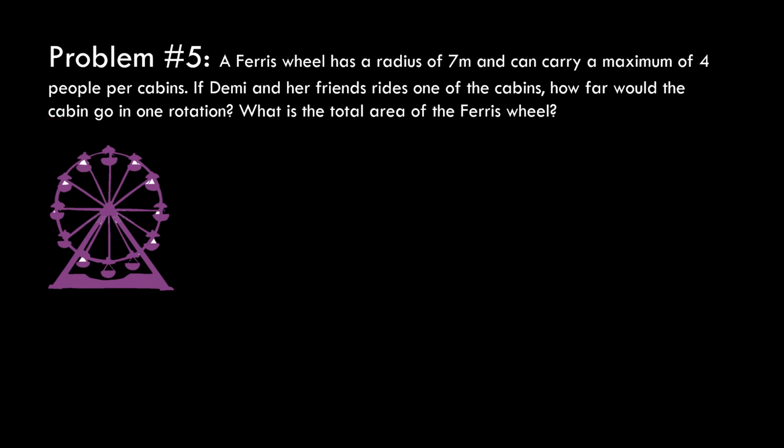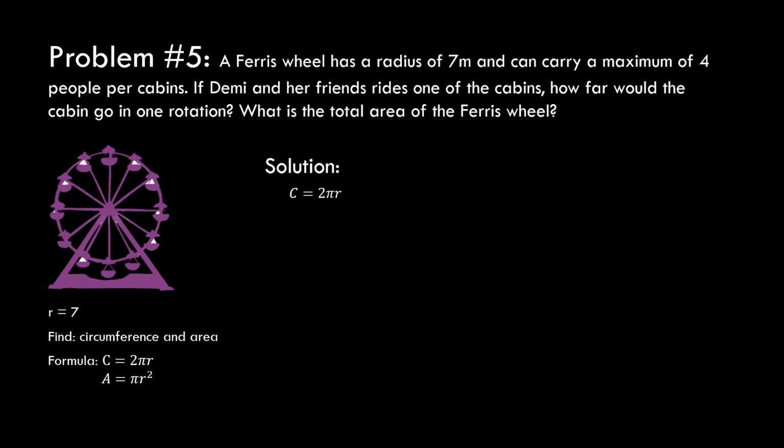So we have the given, which is the radius of 7 meters. What we're going to find is again the circumference and the area. The formula for the circumference is 2 pi r. And the formula for the area is pi r squared. Let's proceed with the solution.